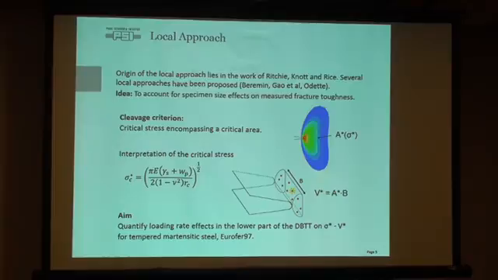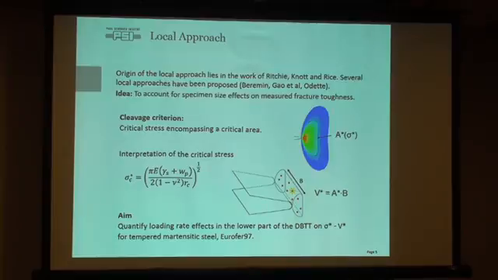For the local approach, several approaches have been proposed by different people, but they all have the same idea, that they want to account for the specimen size effect on the measured fracture toughness. In this work, we are using the approach by Odette, which has the following cleavage criterion: a certain critical stress has to encompass a certain critical area ahead of the crack tip, as it's sketched over here. And of course, in 3D, we would have a critical volume.